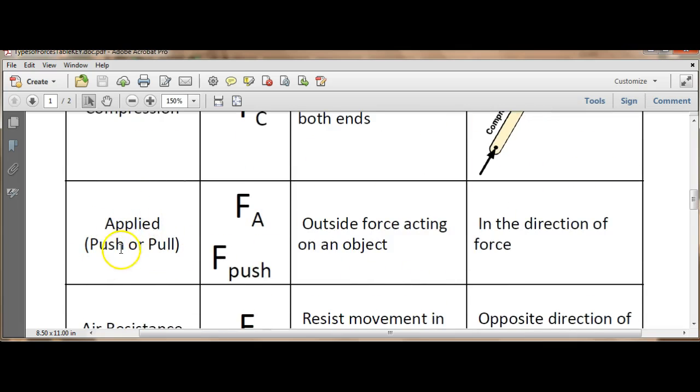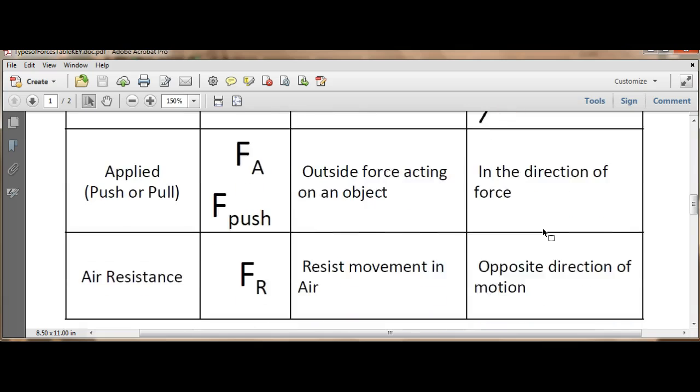This one is a general category. We call it an applied force. It's a push or a pull, but it could be almost anything else; this is some kind of force that we're telling you is happening. Could be Fa for applied force, or we could call it F push or F pull, something like that, with some kind of descriptive word here describing this. And it's something outside, it's some outside force acting on an object. And it's always in the direction of whatever the force is that it's telling us is happening.